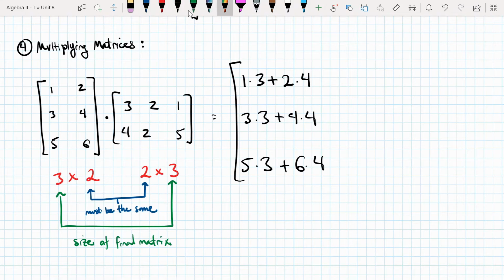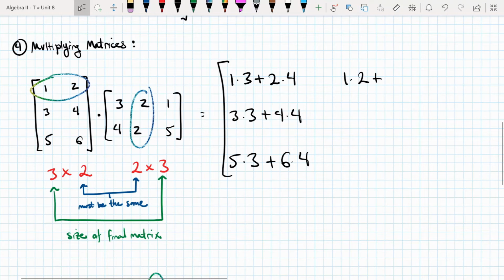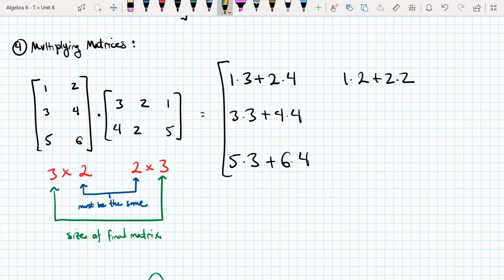So now we're going to do the next one. This is the first row, but the second column. So we're going to do first row, second column: 1 times 2 plus 2 times 2. Next, I'll try and go through these relatively quickly. It is a little tricky though.